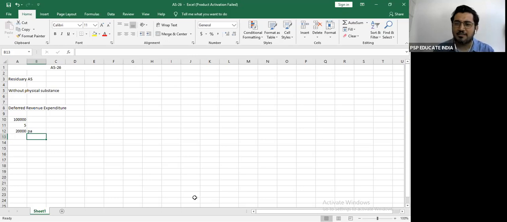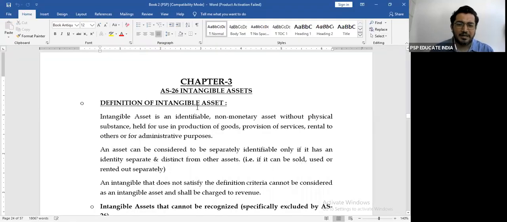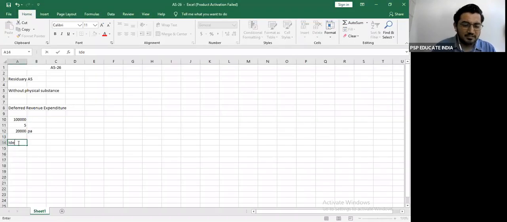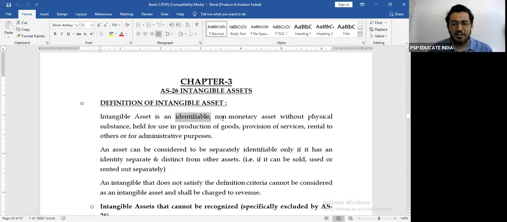Let's step by step understand each point, each provision of the accounting standard, and then we will solve each and every question as we have done till now. Come to accounting standard 26. It says intangible assets. Definition of intangible asset. Intangible asset is identifiable, you can identify it. I'm writing over here first, identifiable. Second, very important word, it is a non-monetary asset.